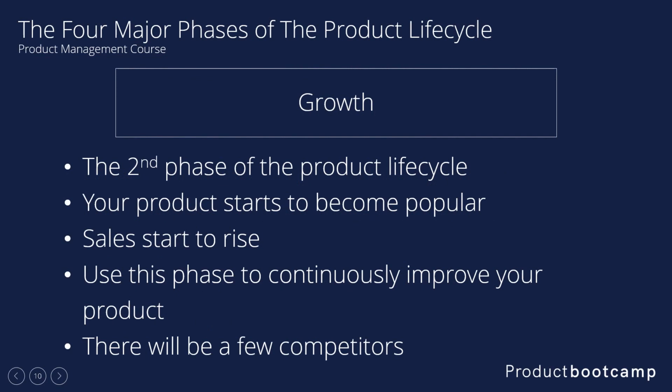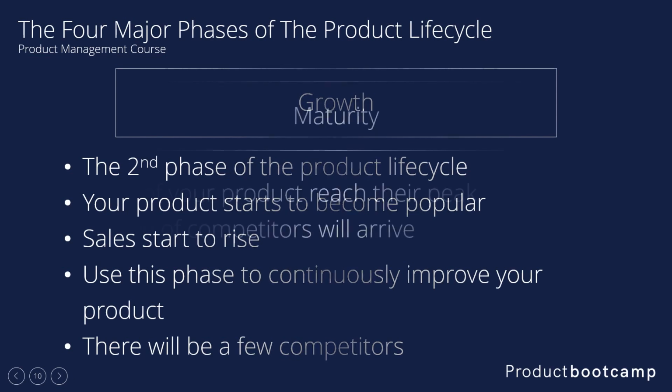This is when your product starts to become popular with customers and sales start to rise. In this phase, the key to making your product a long-term success will be to use all of the things you've learned during your product's introduction phase to continuously improve your product. This is the very core of agile software development. You will also notice a few competitors starting to make similar solutions to your product.